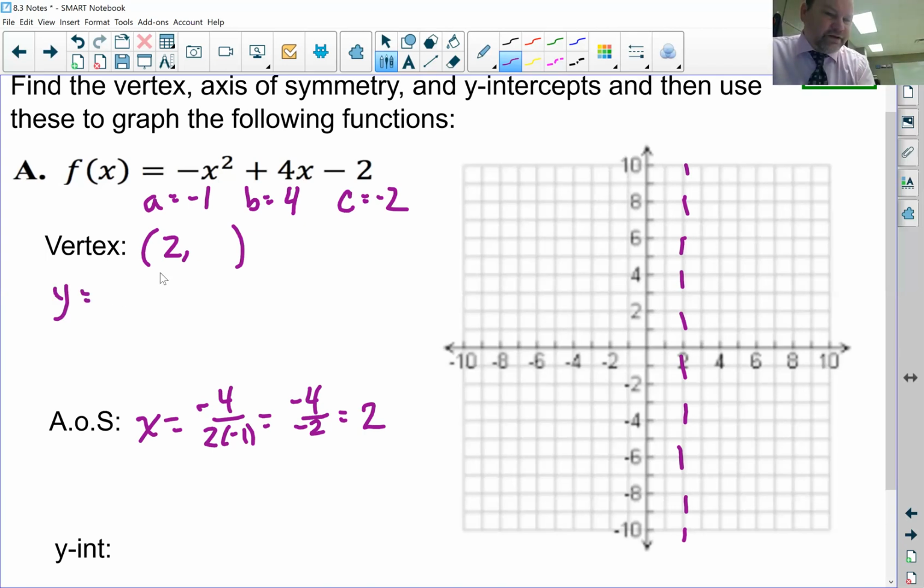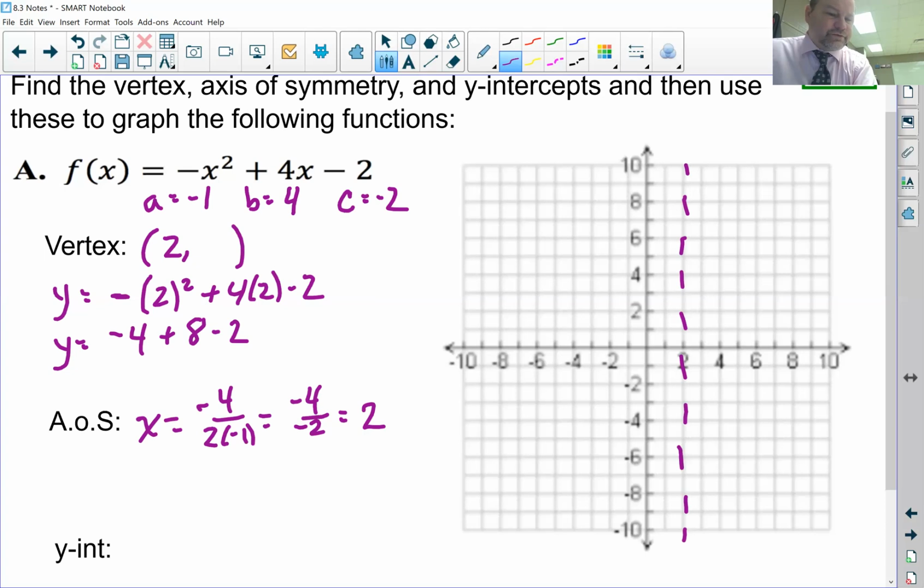So here I have the negative, and then I take x squared. So I want to be careful that I square the 2 first and then apply that negative sign. So it's 2 squared, which is 4, then take its opposite. 4 times 2 is 8. And then we have that -2. -4 plus 8 is +4, -2 is +2.